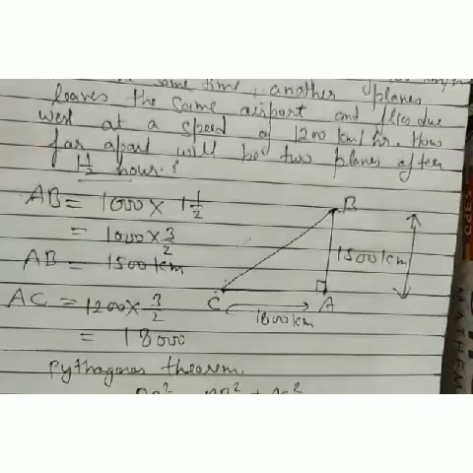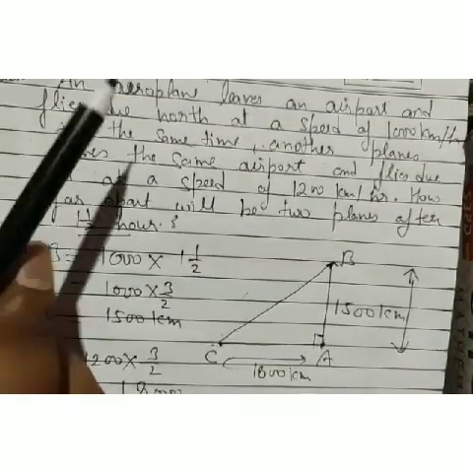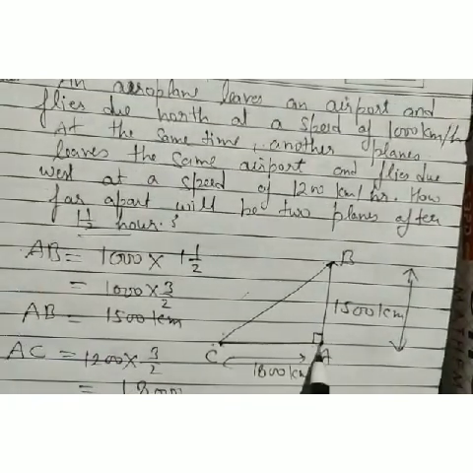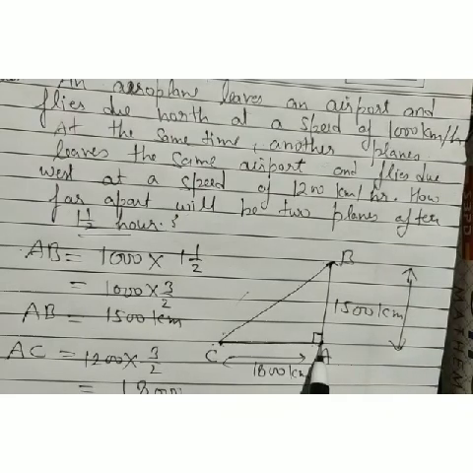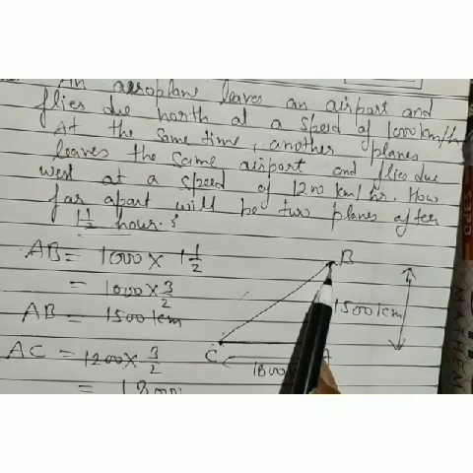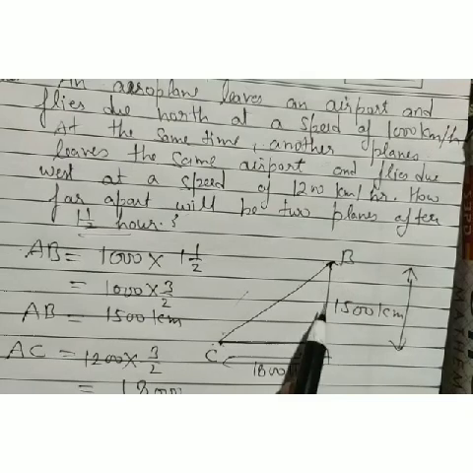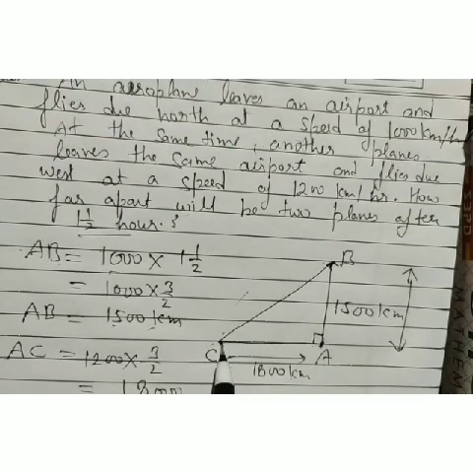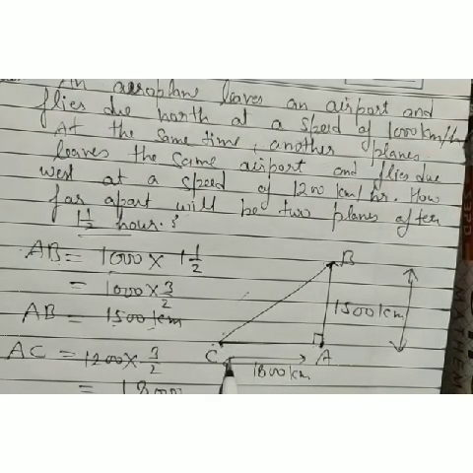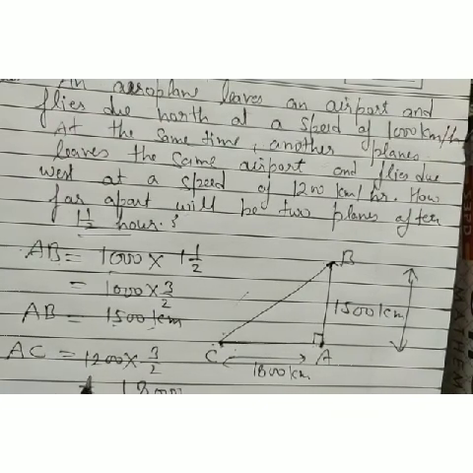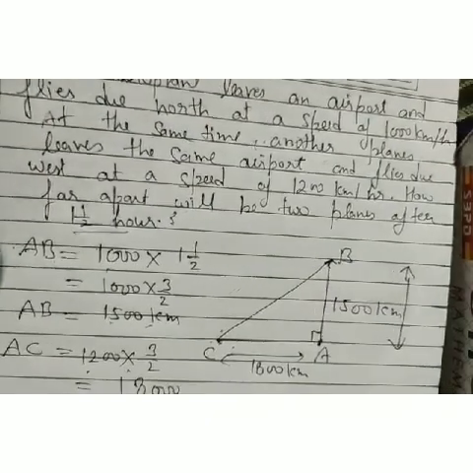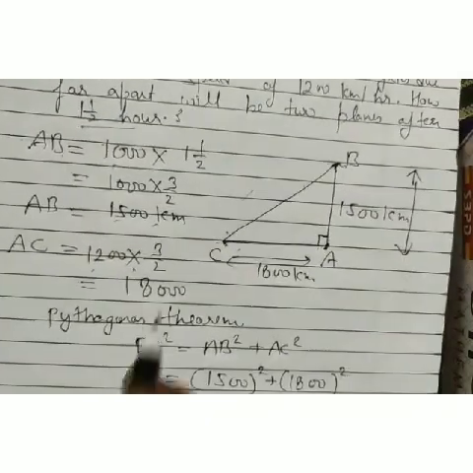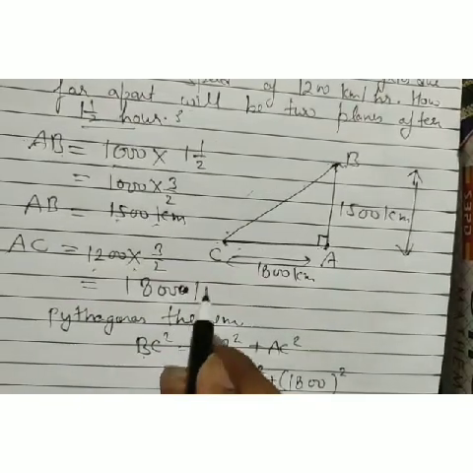I am going to revise the problem again. Suppose A represents our airport, and let B be the position of the first plane after flying 1.5 hours at a speed of 1000 km per hour. Then the distance AB is 1500 km. And let C be the position of the second plane after flying for 1.5 hours in the west direction at 1200 km per hour. Then AC is given by 1200 into 3 by 2, which is 1800 km.